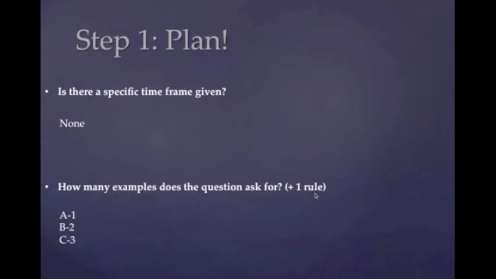Now, I want to point out something here. I have in parentheses the +1 rule. My rule that I give my students is for every example they ask for, always add 1 more. That way, if there's an example that's not good or you just aren't confident with it, you have another example there. However, I want to stress, and this is very, very important, the +1 rule only applies at the very end of the test if you have time. Do not add extra examples while you are writing your initial response to the question.